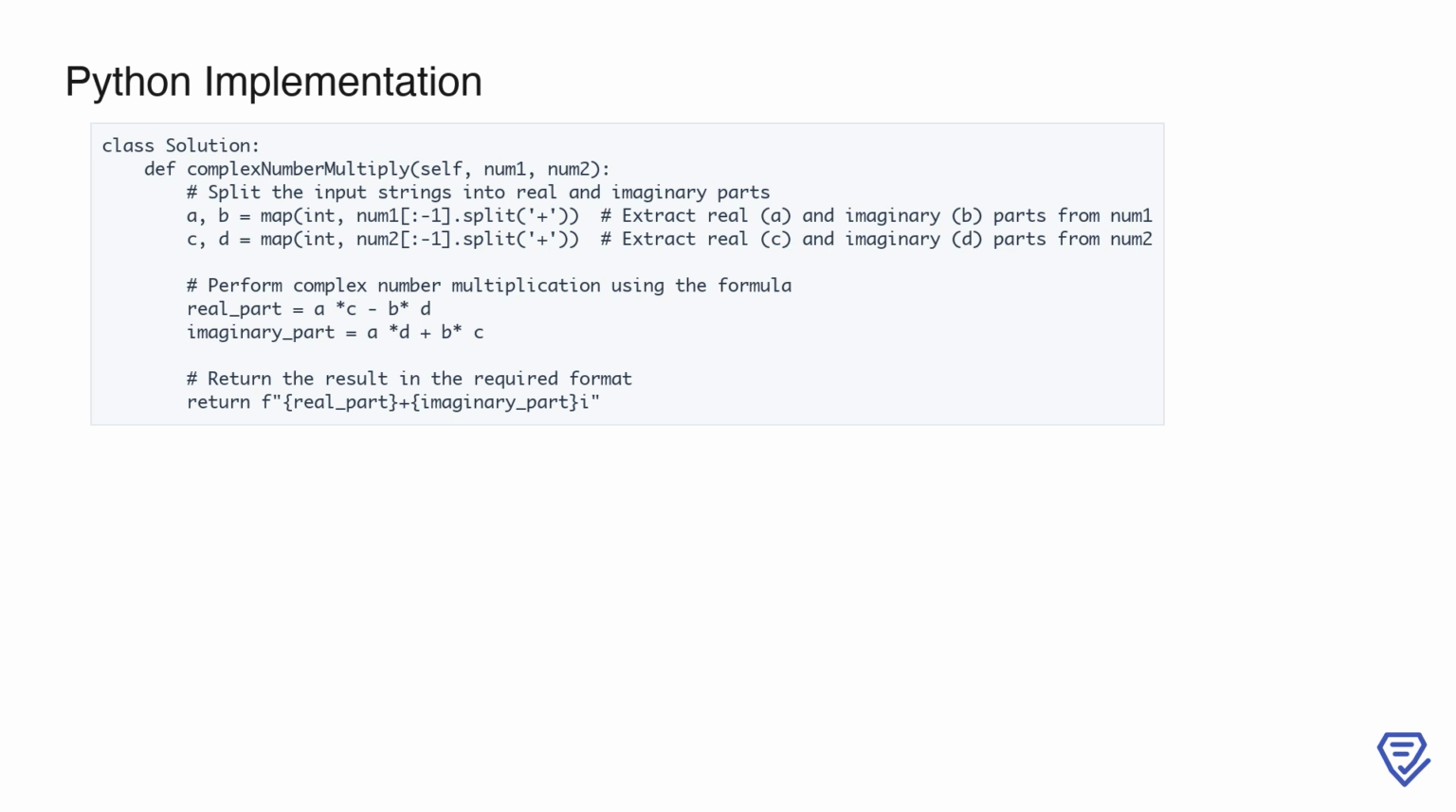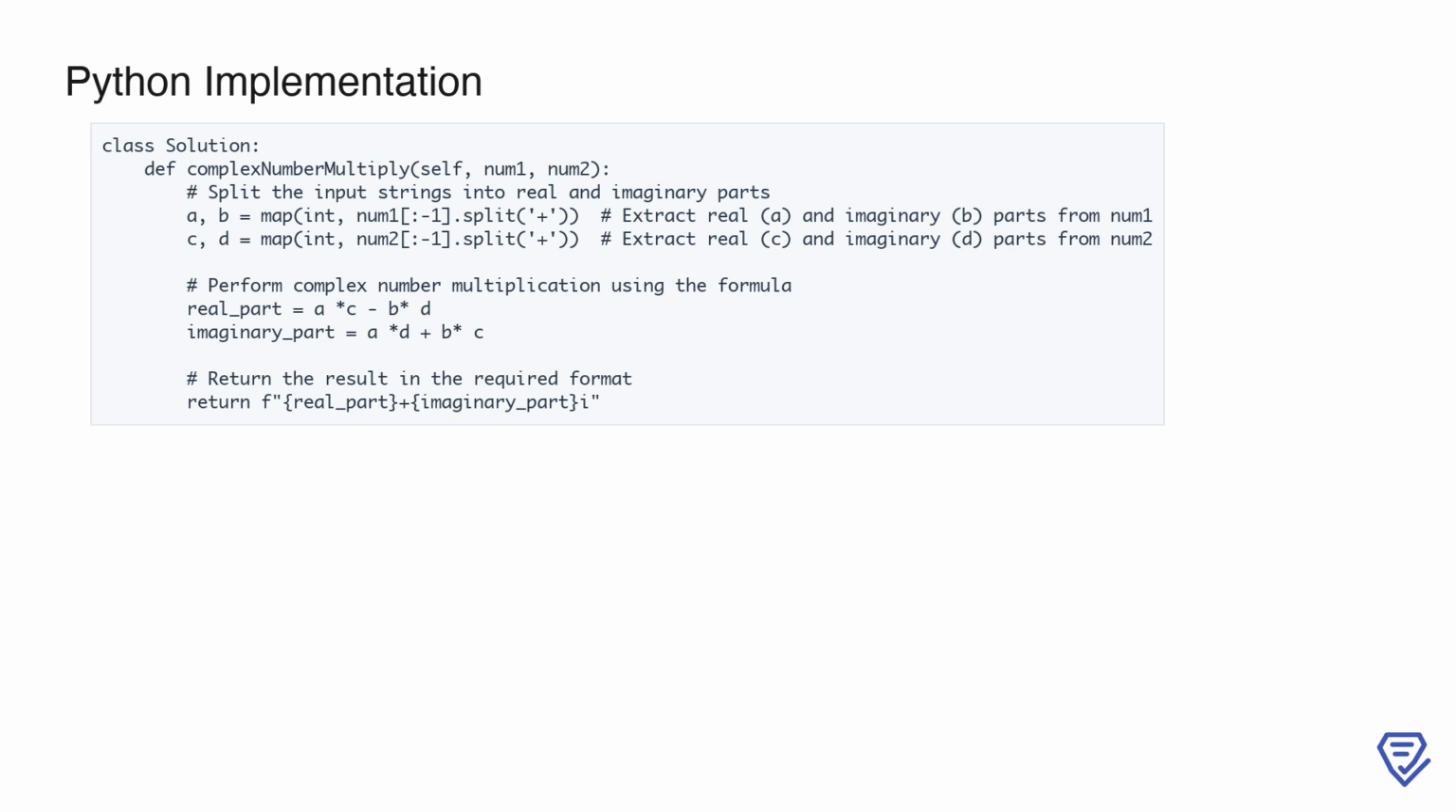Next, the multiplication formula for complex numbers is applied: (a plus bi) * (c plus di) equals (ac - bd) plus (ad plus bc)i. The real_part is calculated as a*c - b*d, and the imaginary_part is a*d plus b*c. Finally, the result is formatted as a string in the required format real plus imaginary i using Python's f-string formatting, and returned as the output.